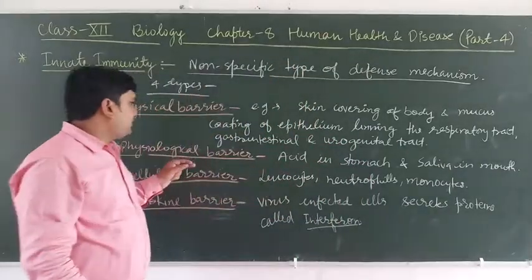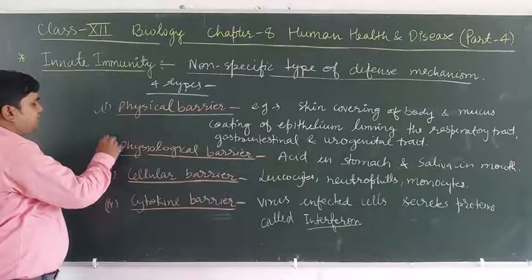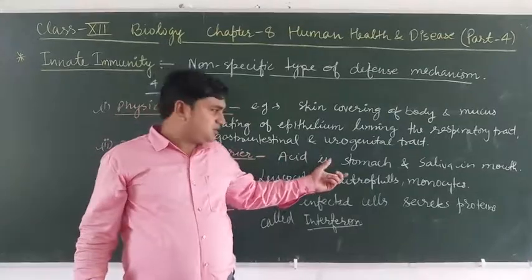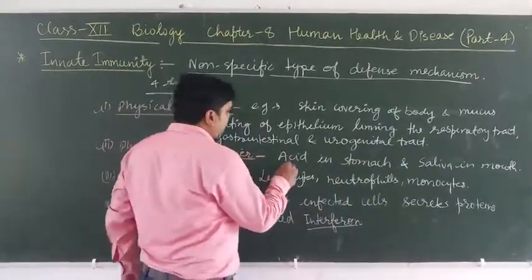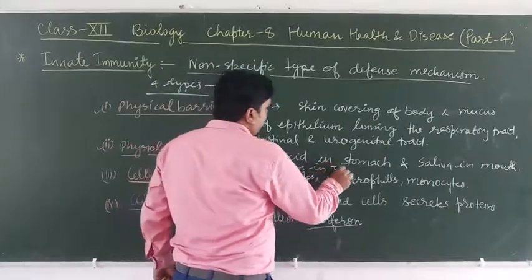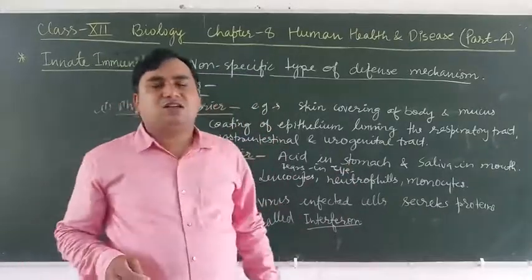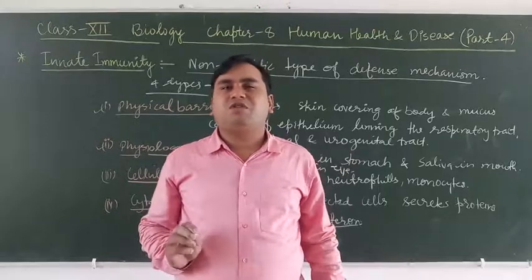So next is the physiological barrier. After the physical barrier, the physiological barrier: acid in the stomach, saliva in the mouth and tears in the eye all prevent microbial growth in the body of the organism.